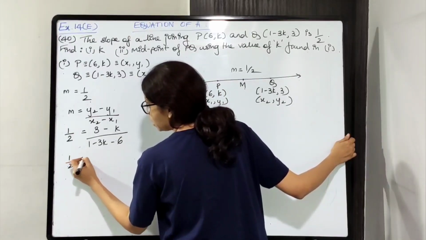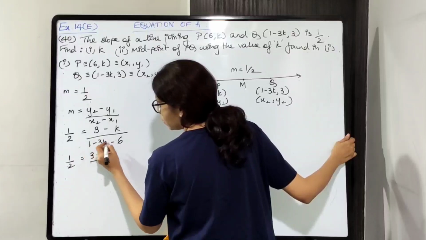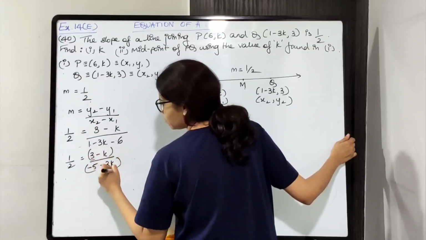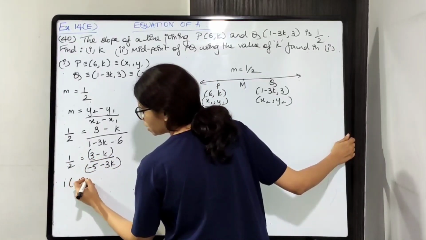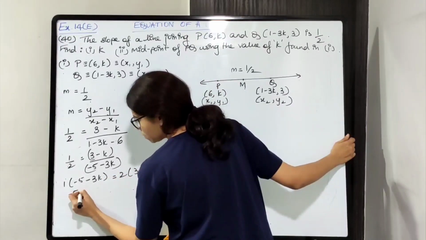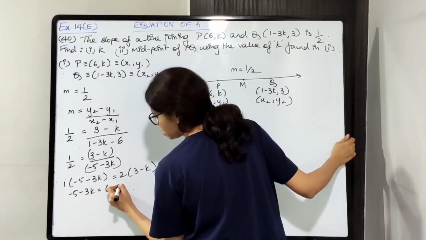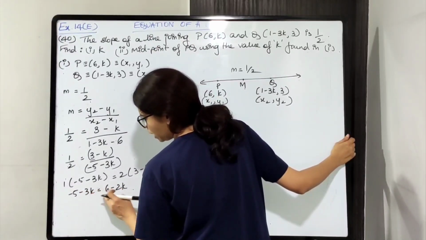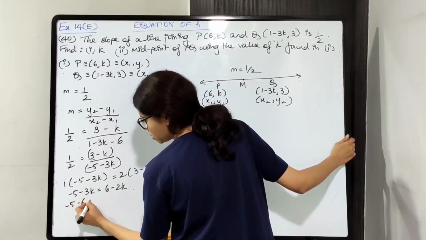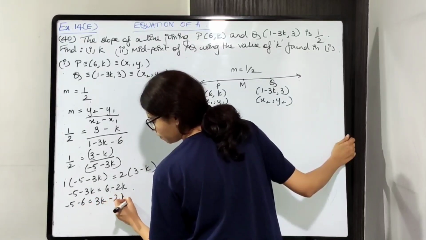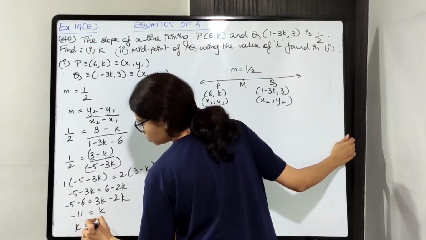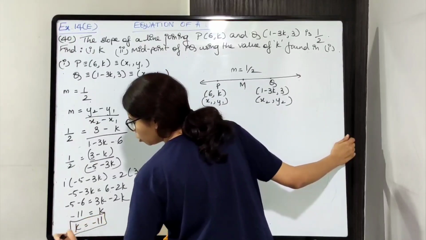So half is equal to 3 minus k upon 1 minus 6 हो जाएगा minus 5 minus 3k. Put brackets, we'll cross multiply. So 1 into minus 5 minus 3k equals to 2 into 3 minus k. So minus 5 minus 3k equals to 6 minus 2k. So k we'll group and numbers on the other side. So minus 5 minus 6 equals to 3k minus 2k. So that will give minus 11 equals to k. Switch the sides, k is equal to minus 11. Box kar do, we got the value of k.